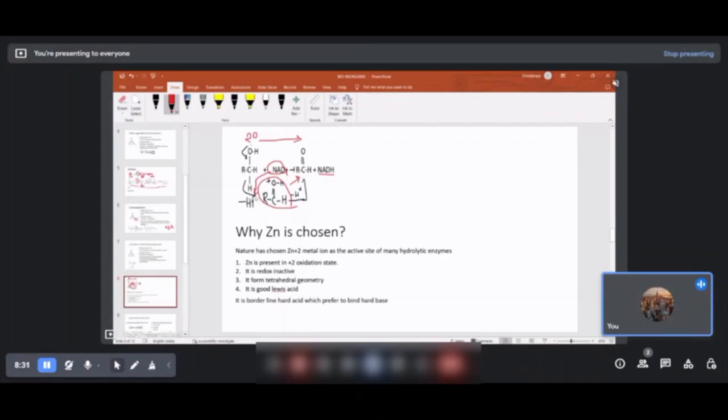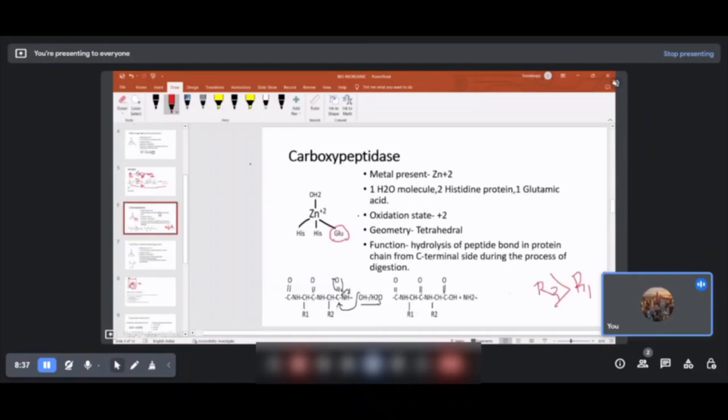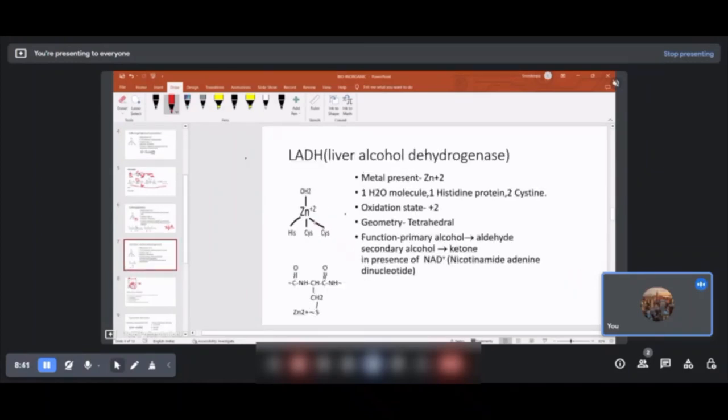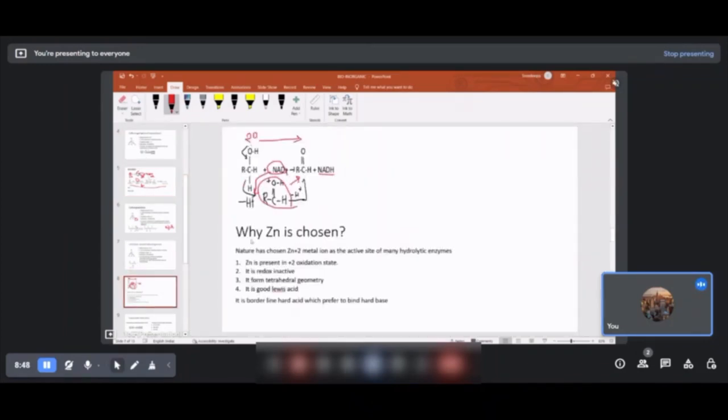The question is, we have seen that in carbonic anhydrase, in carboxypeptidase, and also in LADH, why is this zinc cation always used? Why is another cation not used? We have listed a few reasons why zinc is chosen. It says that nature has chosen the zinc metal ion as the active site of many hydrolytic enzymes.